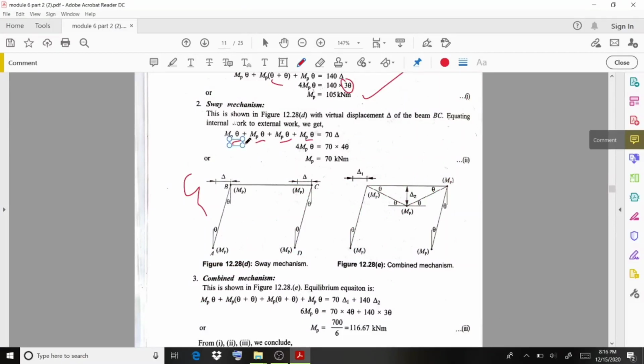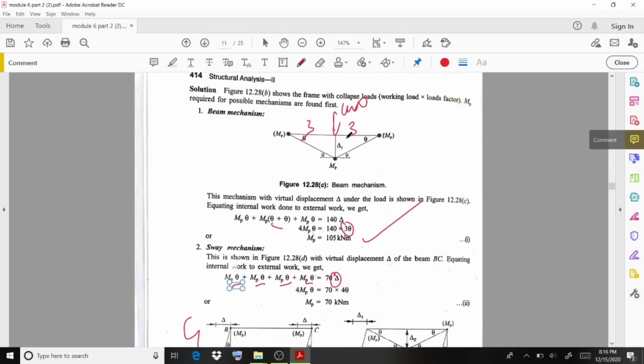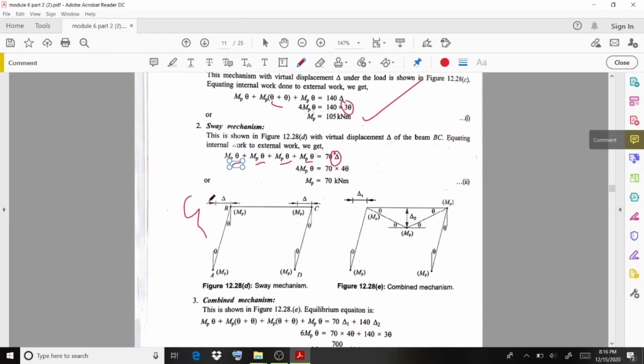So you can directly calculate this internal work done, that is Mp theta plus Mp theta plus Mp theta and again Mp theta, which is equal to 70 delta. You can calculate this delta value considering this triangle. Taking theta equal to delta by 4, delta is going to be 4 theta, and Mp is going to be 70 kilonewton meter.